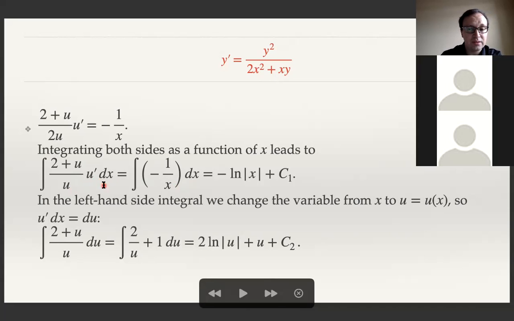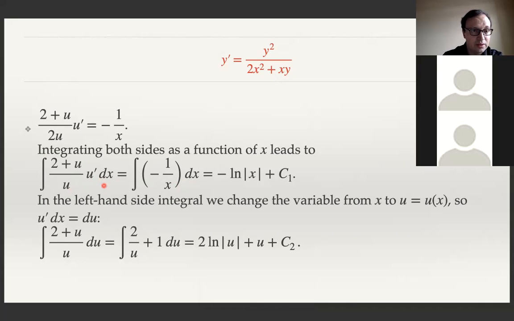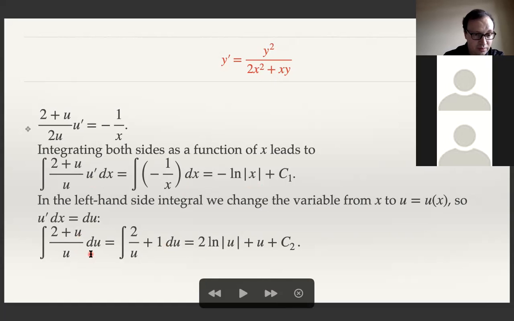Now u prime dx is the same as du by the substitution rule for integrals. So we can write it as the integral of (2 plus u) over u du. The integral of the right-hand side, namely the integral of minus 1 over x dx, well, we already know how to compute it. It's minus natural log of absolute value of x plus a constant. What about the integral of (2 plus u) over u du, which was obtained by replacing u prime dx by du?